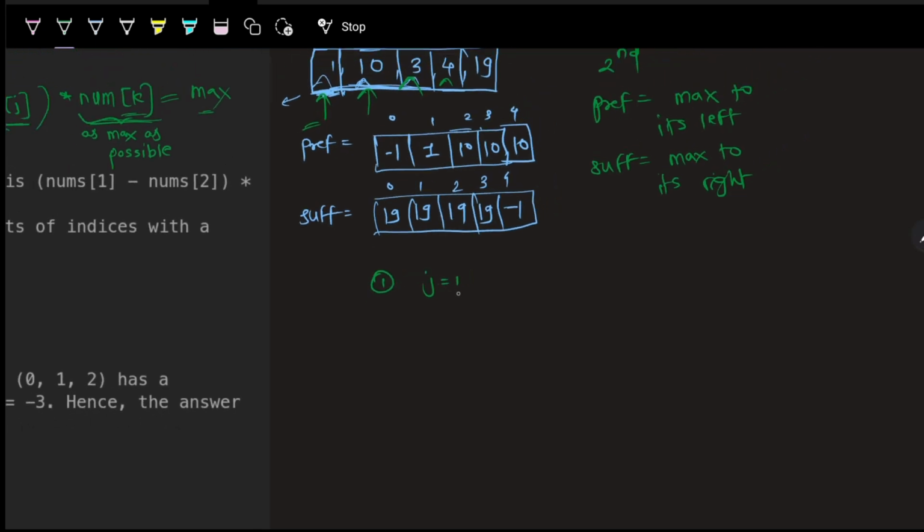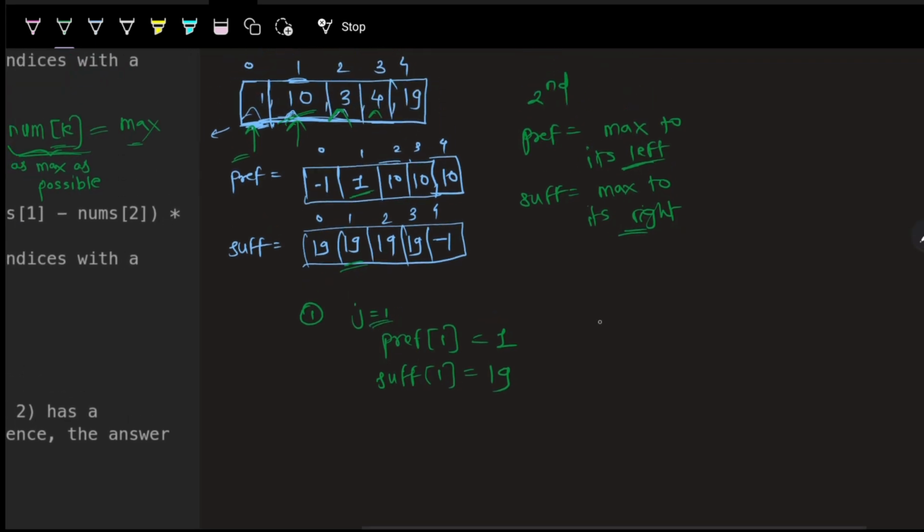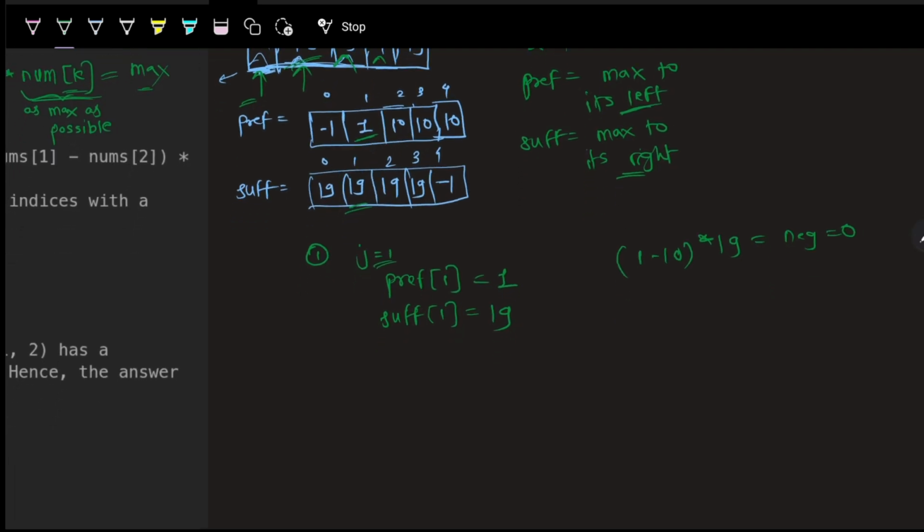So for sure I will ask my prefix array, give me the prefix of 1, because prefix of 1 will tell me max to its left, and suffix of 1 would tell me max to its right, correct. So prefix of 1 is nothing but 1 only, and suffix of 1 is nothing but 19. So nums[j] is nothing but 10, so it would be something like (1 minus 10) into 19, correct, which will give me some negative value, which is ultimately 0, because I am not considering the negative values. This is what the problem has told me.